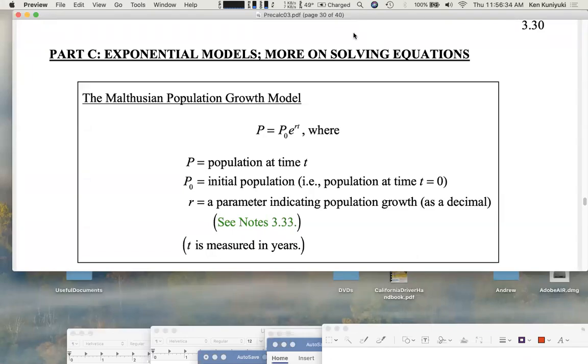Hi everyone, we're continuing with 3.4 and 3.5. We're going to use the methods of the previous problems to solve real-world application problems. This is part C on exponential models.